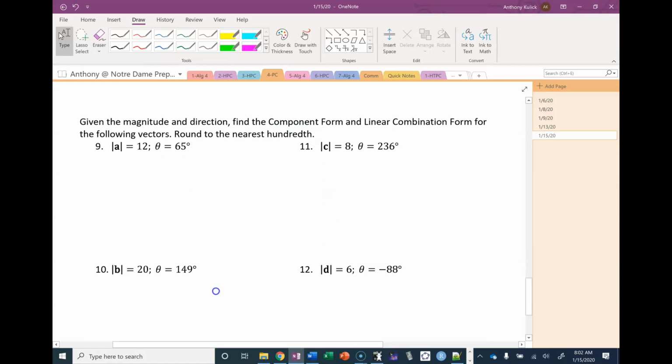Last one is number 9. It says, given the magnitude and direction, find the component form and linear combination form for the following vectors, rounded to the nearest hundredth. Okay. So the component form is the one with the wedges. And this was basically the question from the homework quiz. So I can just do the magnitude times the cosine of the direction, comma, magnitude times the sine of the direction.